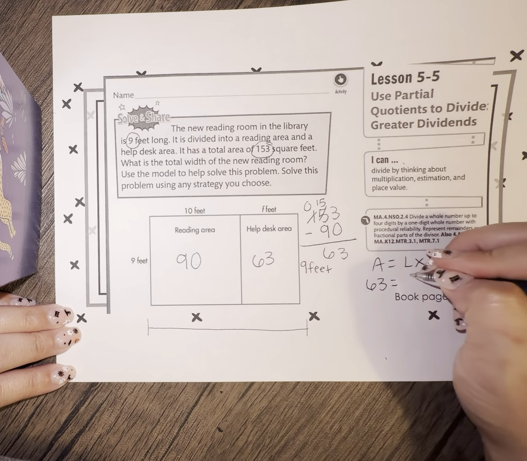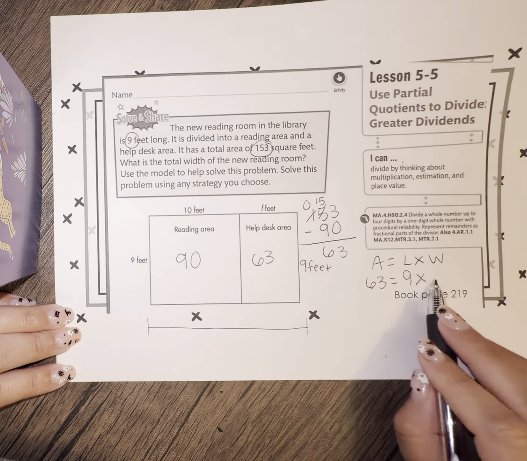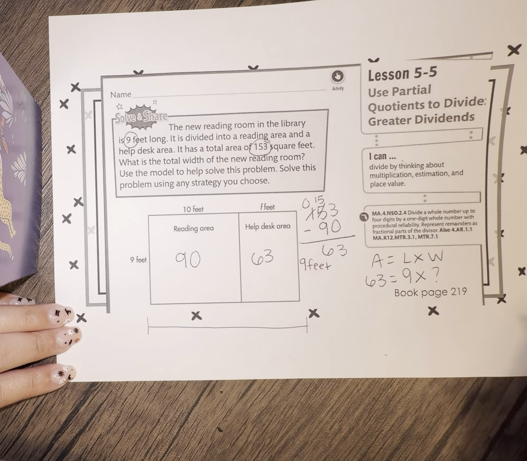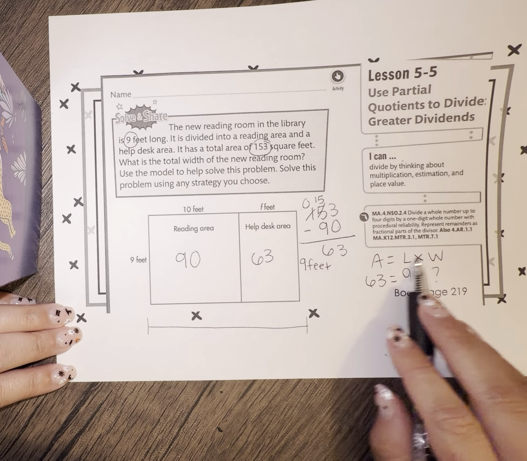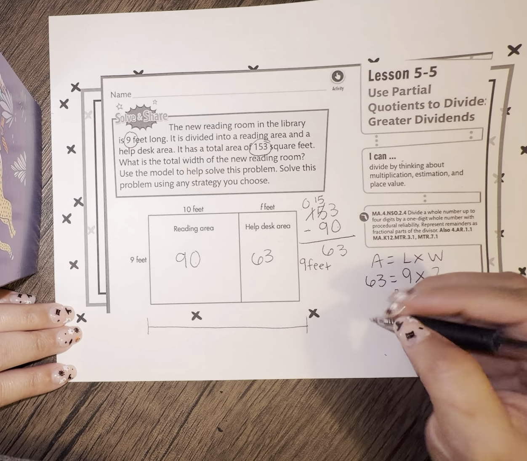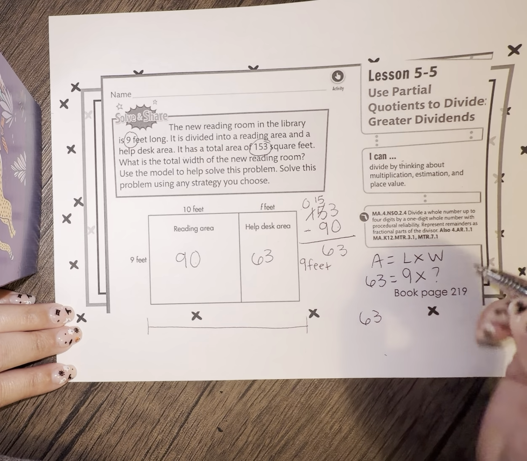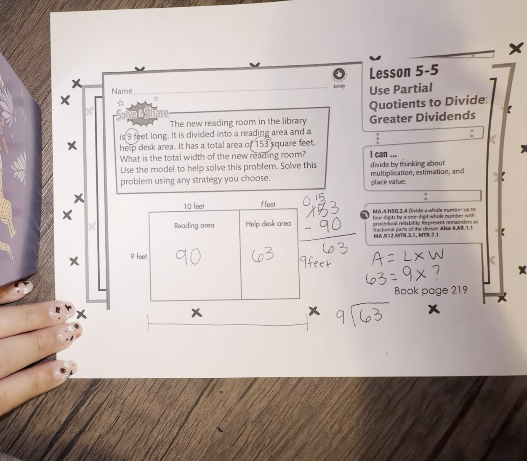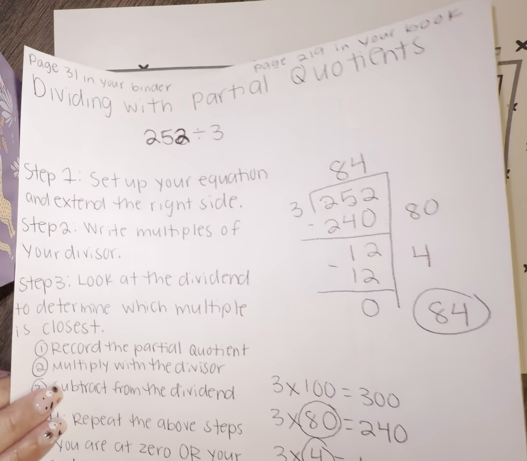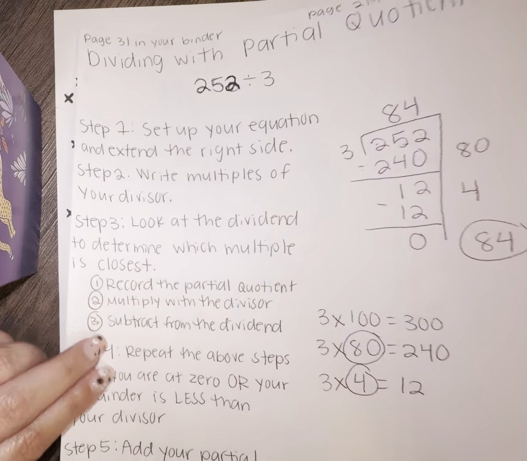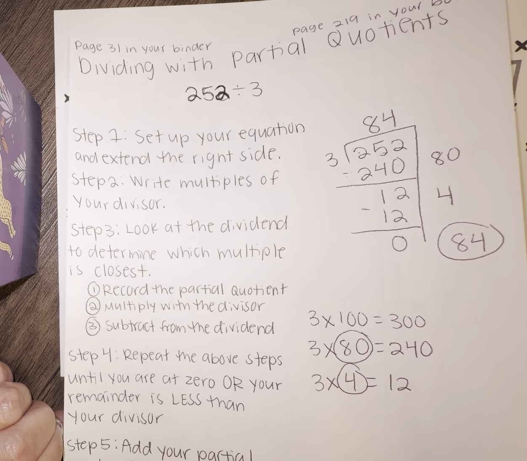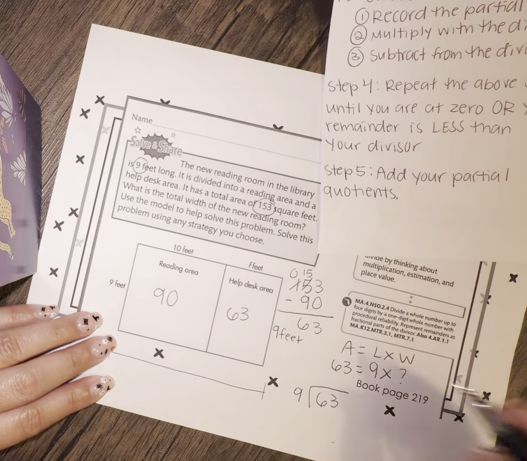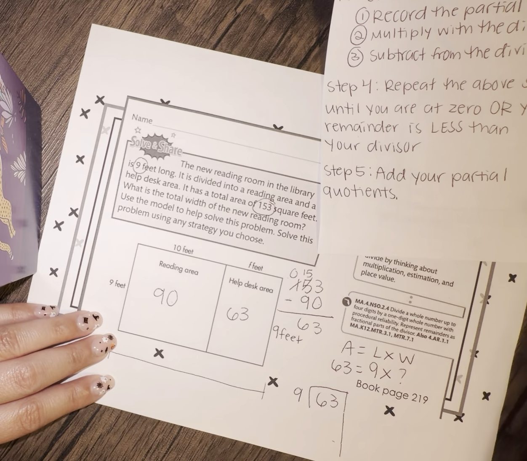Our length is 9, but we don't know our width. So I can flip this to a division problem: 63 divided by 9. Now let's take this back and use our partial quotients to help us here. So step 1, we're going to set it up with extended right side. All right. Let's extend that right side.